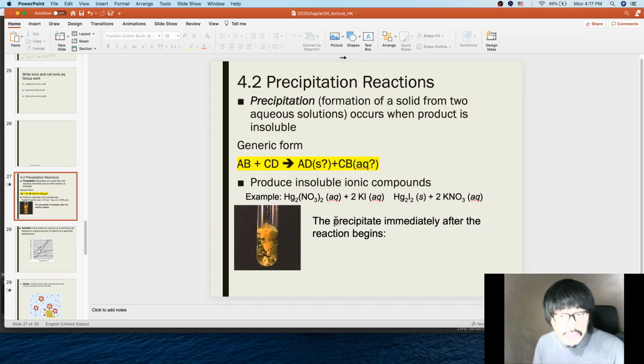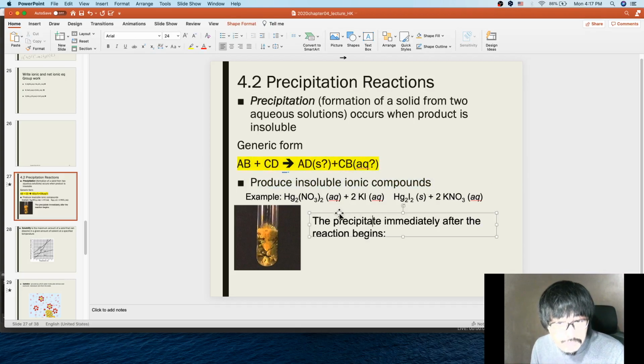An example of this generic form is mercury(I) Hg2 with NO3 reacting with KI. Now you see that Hg2, the left-hand side of the molecule, combines with I, two of those, to become a solid, and then the K, the positive side, is going to swap and combine with the NO3, so you form two of those KNO3, which is in the aqueous phase.